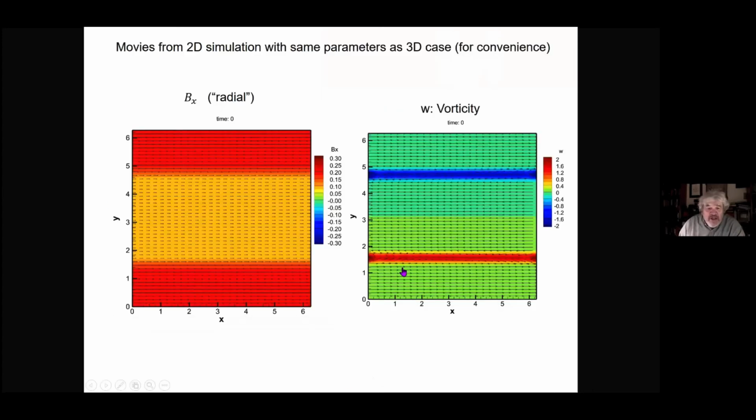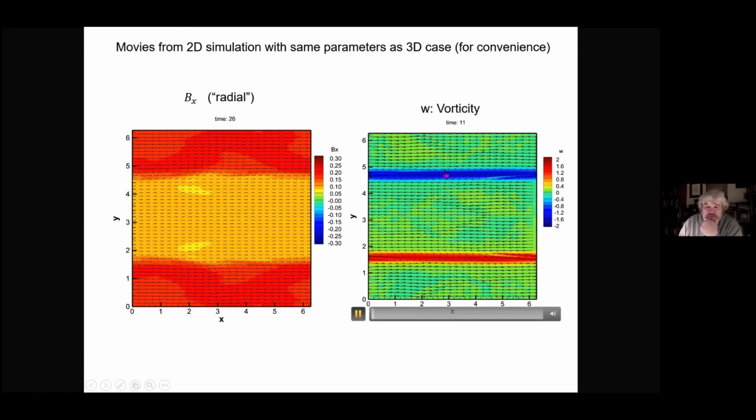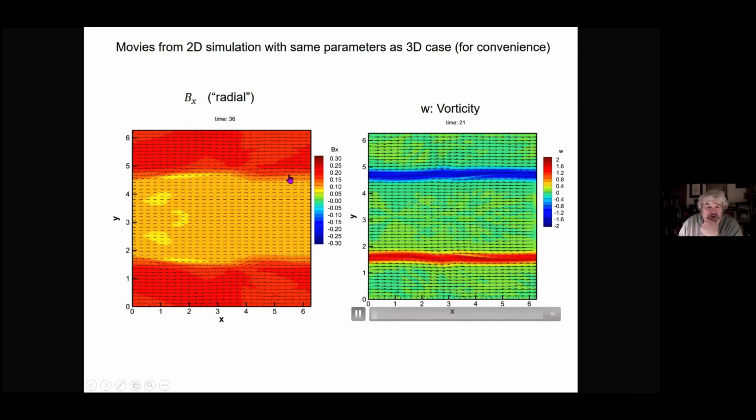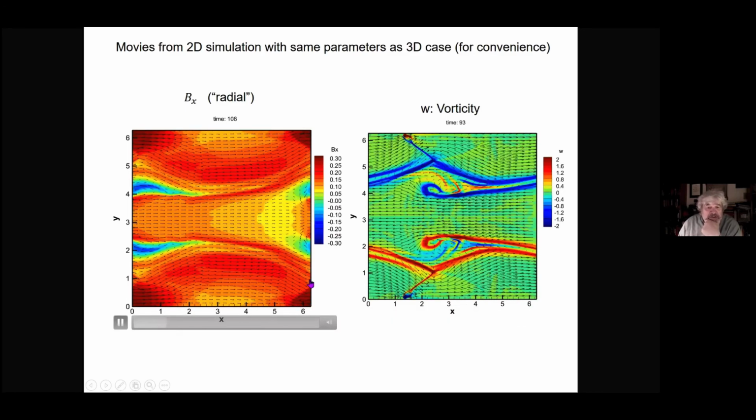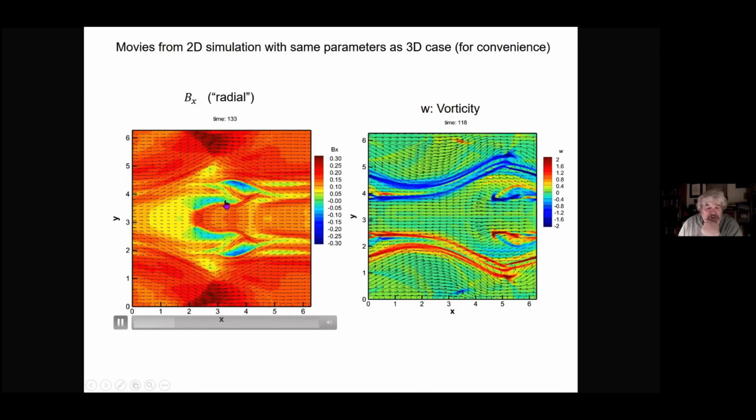So let's look here at a couple of movies. We have the X component of the magnetic field here in color, and we have the magnetic field vectors on the same plot. Over here we have the vorticity in colors, and we have the velocity field in arrows. So I'm going to start both movies, and you'll see that it develops pretty quickly. So you have these vorticity deformations here, and on the left-hand plot, when it turns green or blue, the magnetic field is switched back. So you can see that you are getting roll-ups, and I'm going to start the movie again when it gets to the beginning.